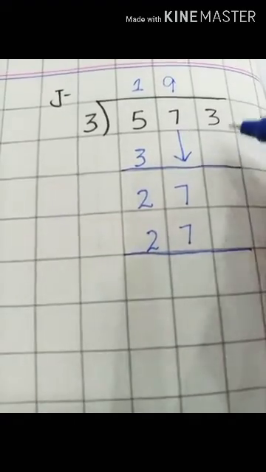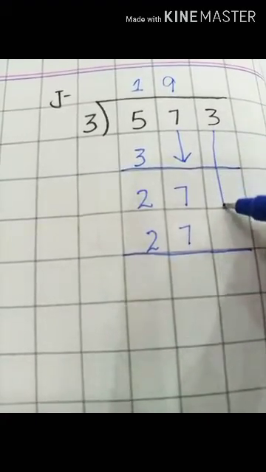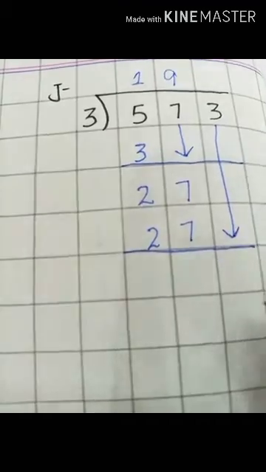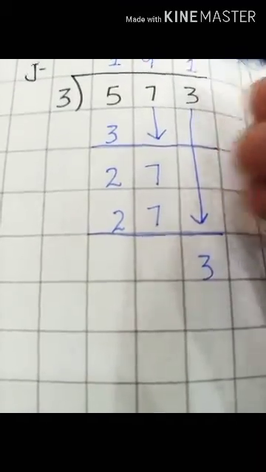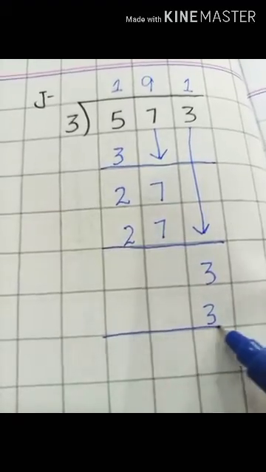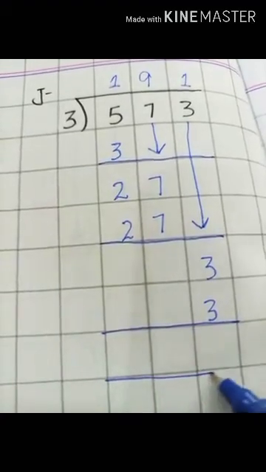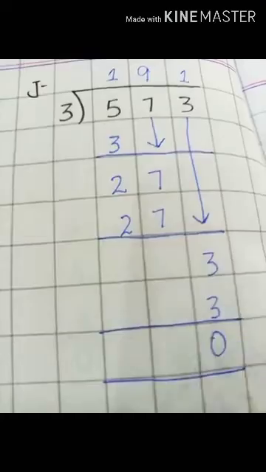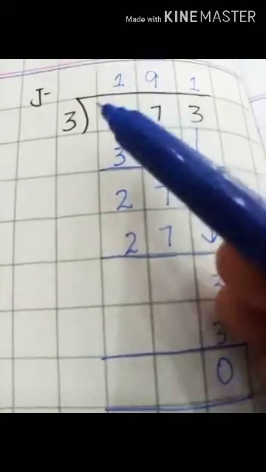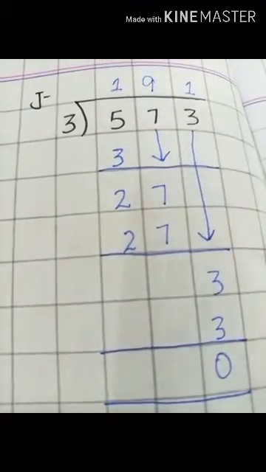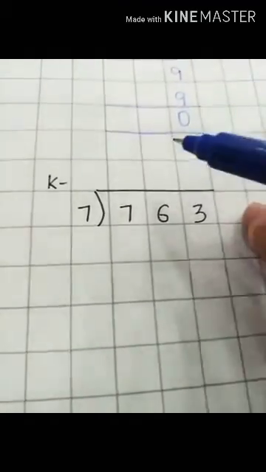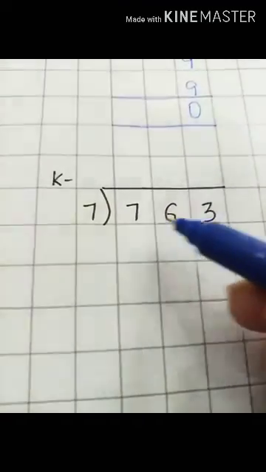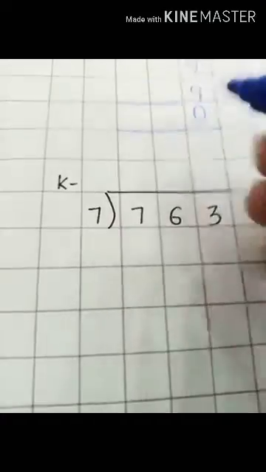Next, we have left the number 3 here, so I am taking this 3 down here. Read the table of 3 students, as both are equal, so I am writing 3 1s are 3 here. Okay, next in the subtraction, 3 minus 3 is 0, which means that we have completed our question and our quotient is 191. In the next step, part K, 763 is being divided by the number 7.